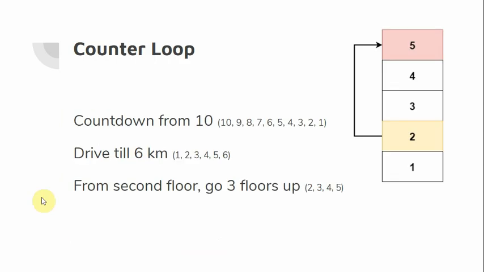Okay, so counter loops are very simple. Basically, instead of conditions, they mostly rely on counting something or on some calculation. So count down from 10: 10, 9, 8, 7, 6, 5, 4, 3, 2, 1. Drive till 6 kilometers: 1, 2, 3, 4, 5, 6. From the second floor go to the third floor, so here we go 1, 2, 3. So that's all based on counting.